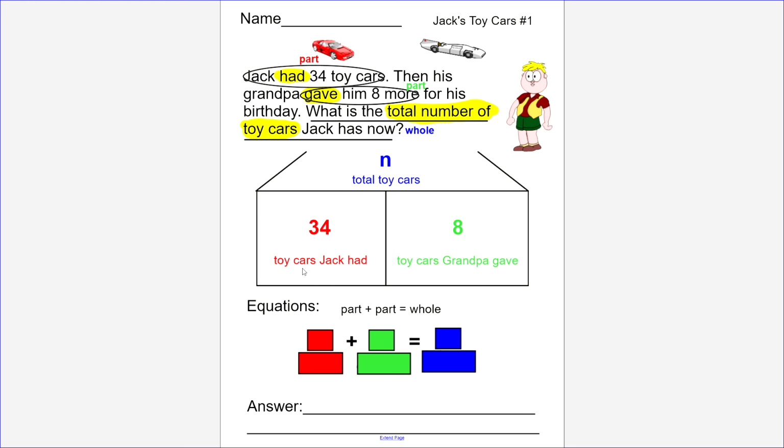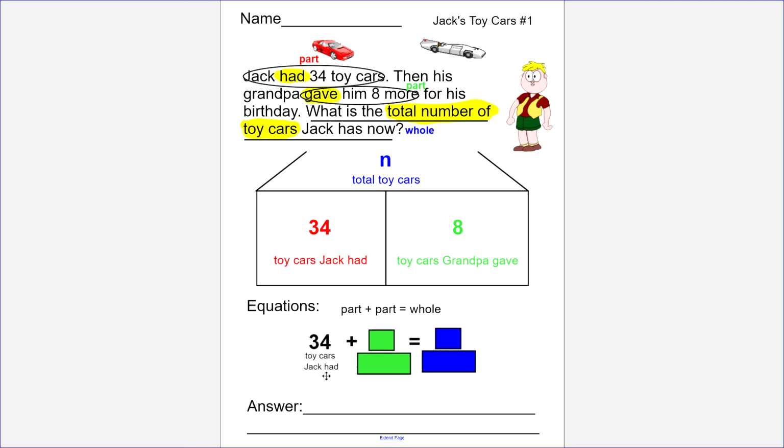We're going to start with this part. Well, we know our number is 34. Now think, what would we label this 34? This is 34 what? You're right, it's 34 toy cars Jack had. So I'm going to make sure and label that number so that I'm really thinking about what this number means.